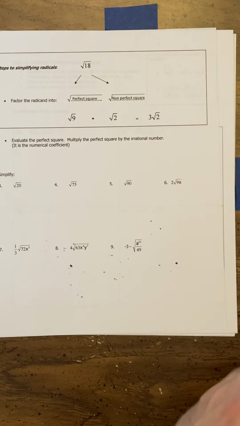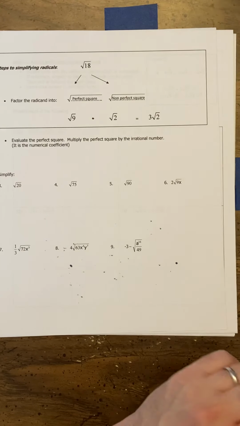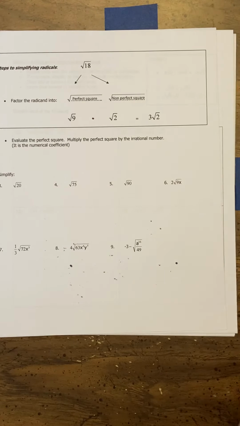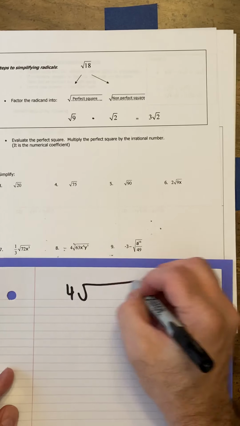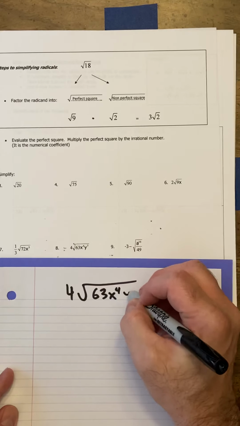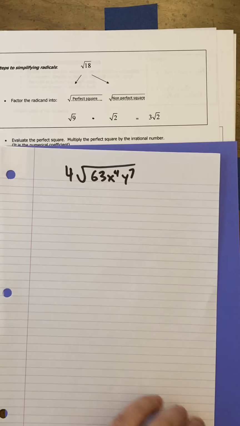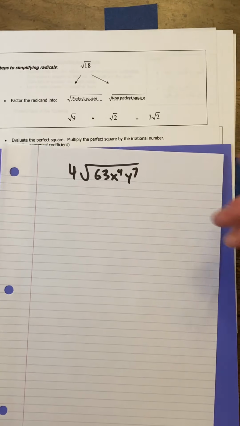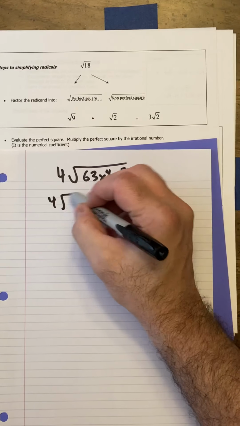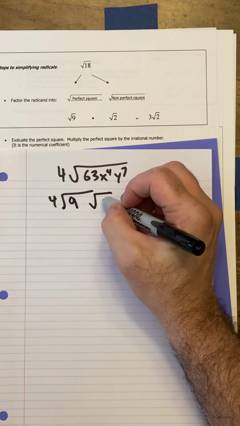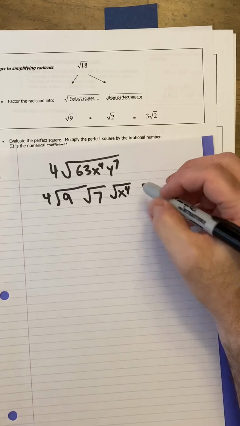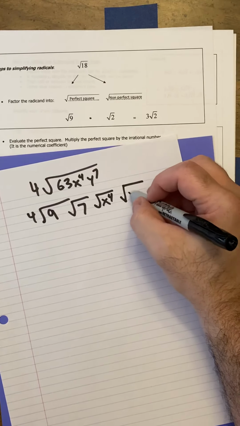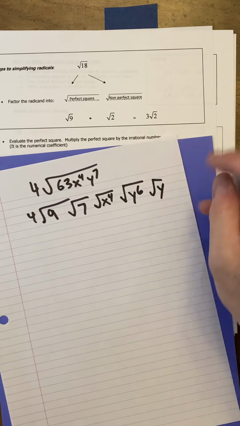Okay, let's see what else we got here. Get another sheet of paper. 4 square root of 63 x to the 4th y to the 7th. Okay, perfect squares that go in there. There's only one, 9. So let's write that down. We got a 9 and we got a 7. And I'll put x to the 4th here. And we'll break up the y to the 7th into y to the 6th and a y.